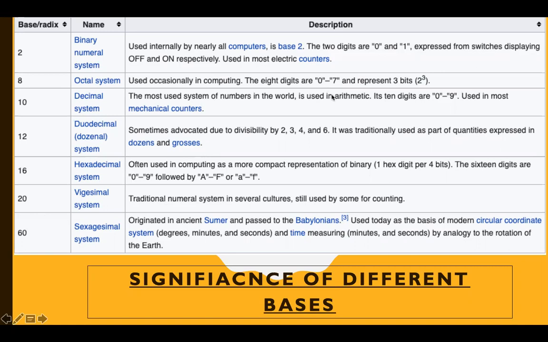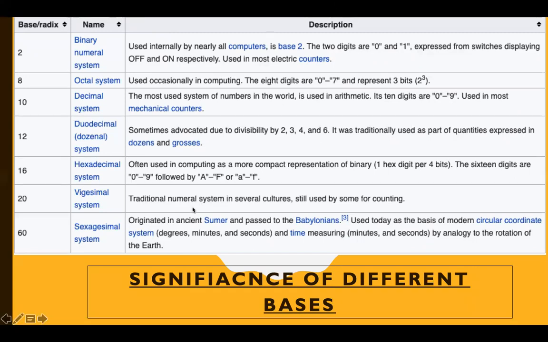So here we've been discussing the significance of some different bases. We covered the decimal system before this. Then the duodecimal system, that is base 12, with the digits from 0 to 9 and A and B. It is generally used to express quantities in thousands and grosses. It's sometimes advocated due to the divisibility properties of 2, 3, 4, and 6.